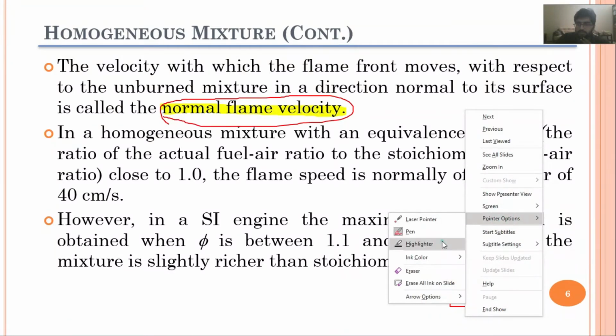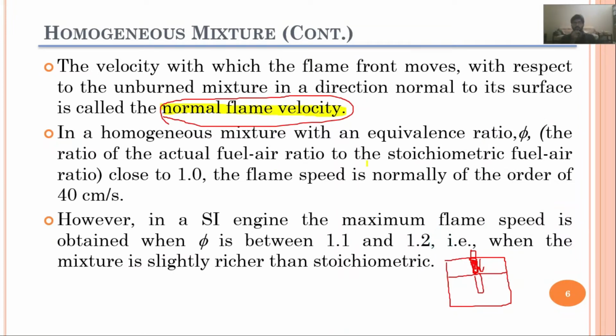So I hope it is clear to all of you what is normal flame velocity, and this normal flame velocity depends upon various factors, which I will explain when I discuss the details of the flame front propagation. Right now, all of you must know what the normal flame velocity is. We will discuss the factors on which this velocity, this flame front propagation depends, in the later class.